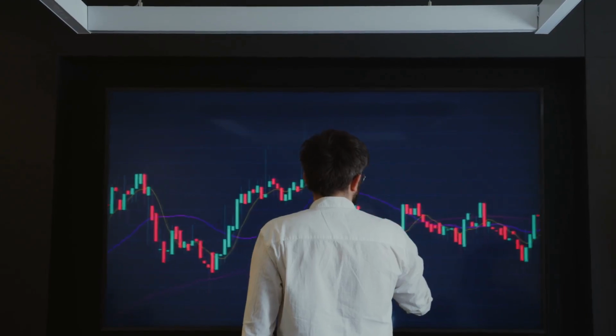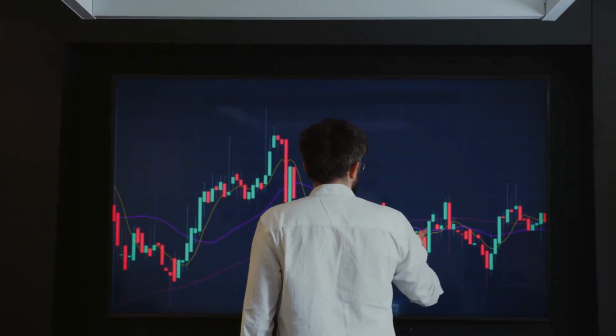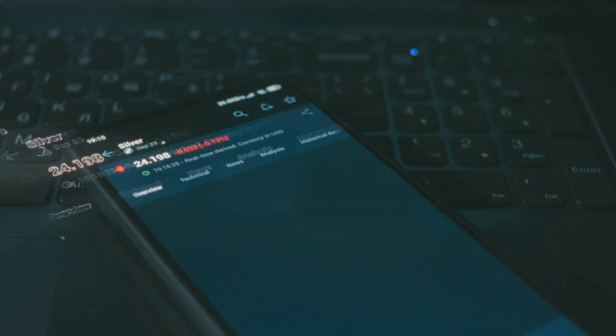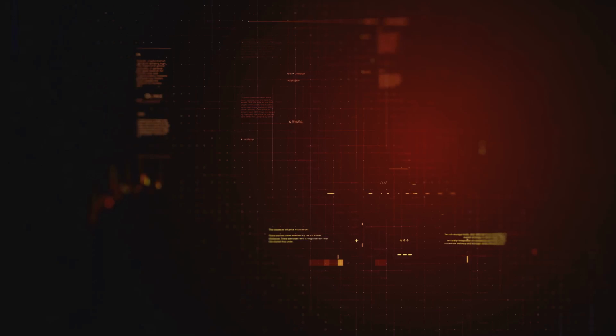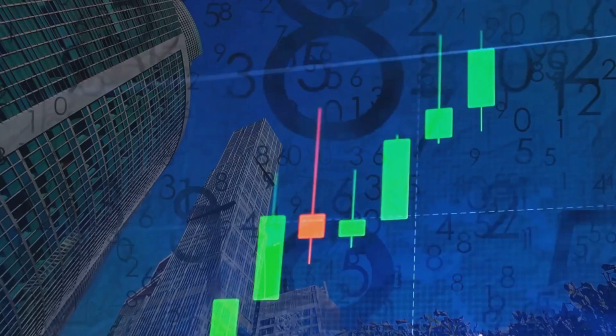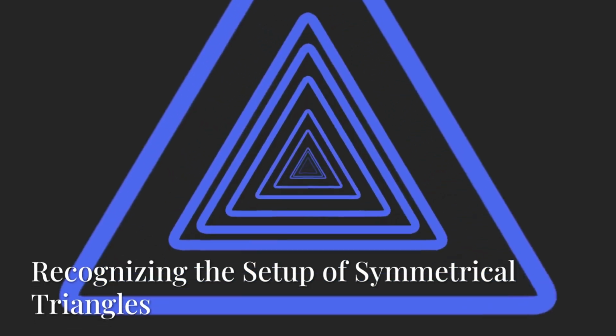This gives you a realistic target for your trade, and, as always, risk management is crucial. Set a stop-loss order just above the upper trend line of the triangle. This will help you limit your losses if the breakdown fails or the market unexpectedly reverses.